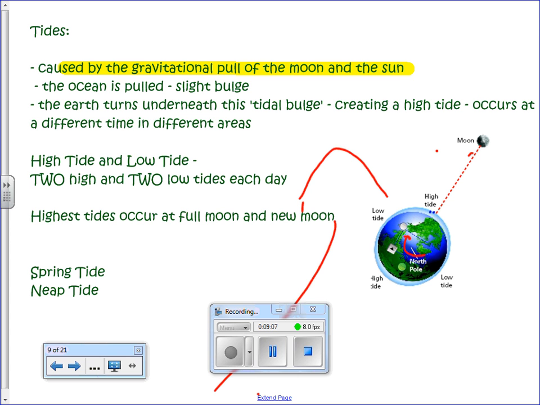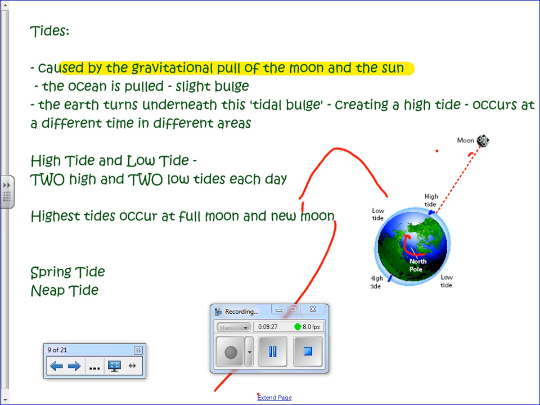And since, of course, the Earth rotates once every 24 hours, causing night and day, you get one high tide. Actually, most places get 2 high tides and 2 low tides each day. There's some pretty good animations.